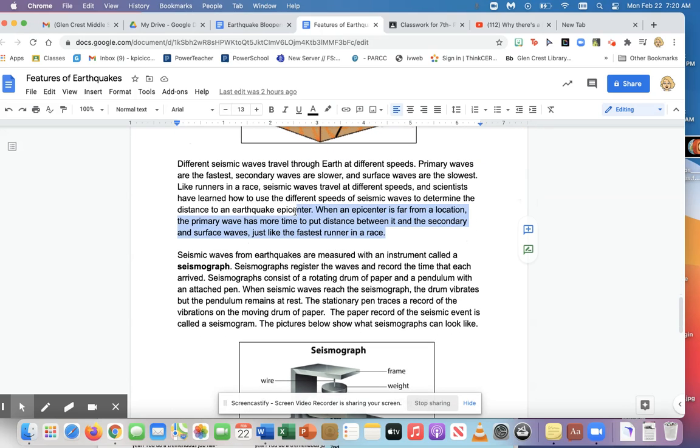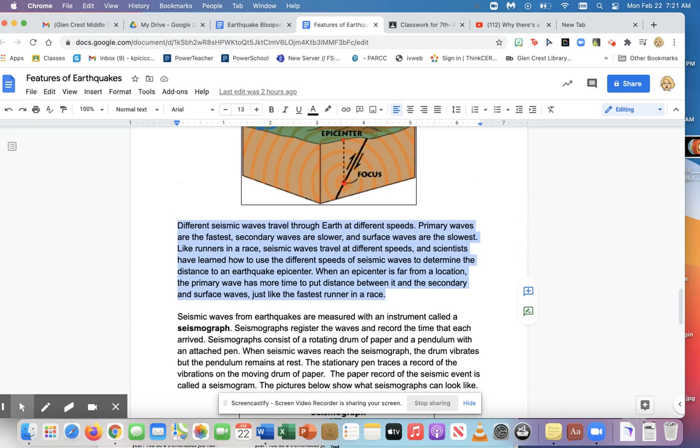Different seismic waves travel through Earth at different speeds. Primary waves are the fastest, secondary waves are a bit slower, and surface waves are the slowest. Like runners in a race, seismic waves travel at different speeds, and scientists have learned how to use the different speeds of seismic waves to determine the distance to an earthquake epicenter. When an epicenter is far from a location, the primary wave has more time to put distance between it and the secondary and surface waves, just like the fastest runner in a race.